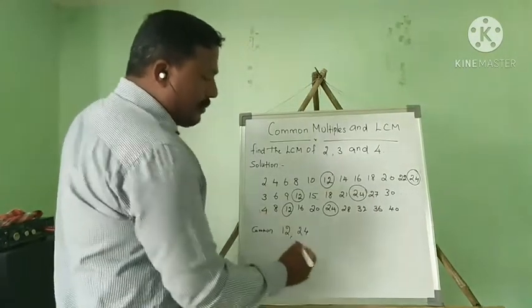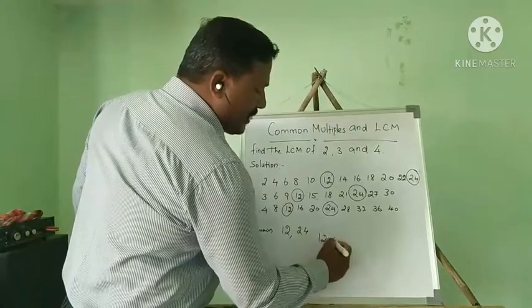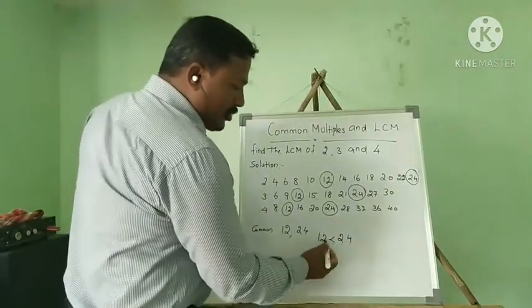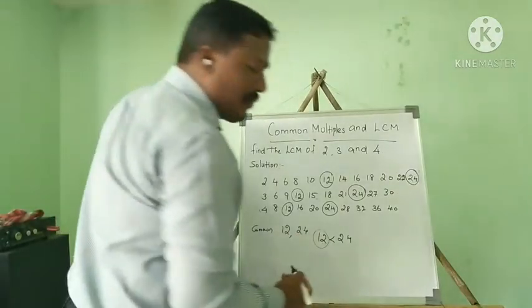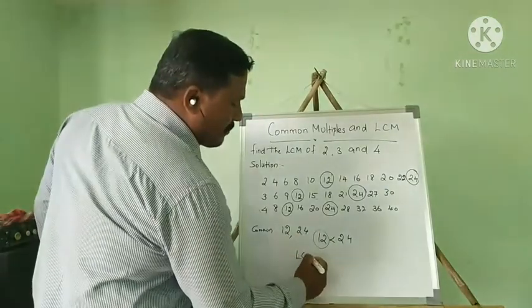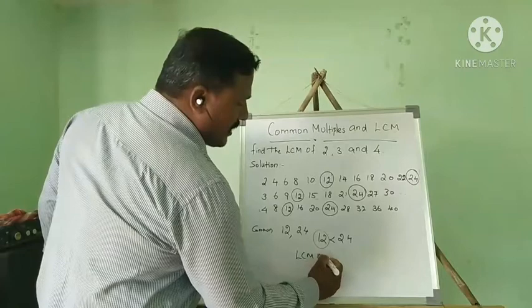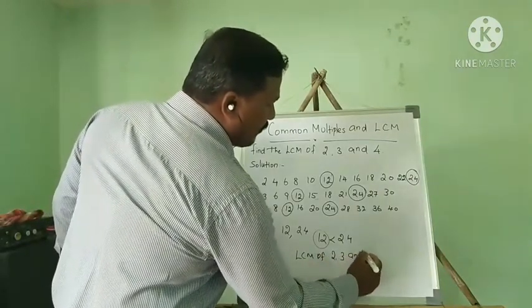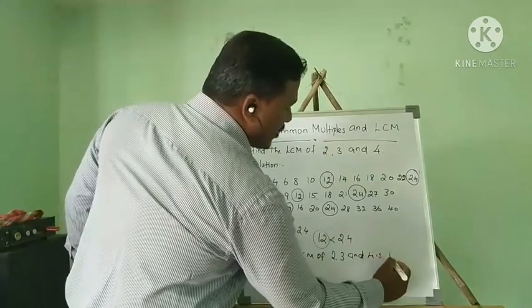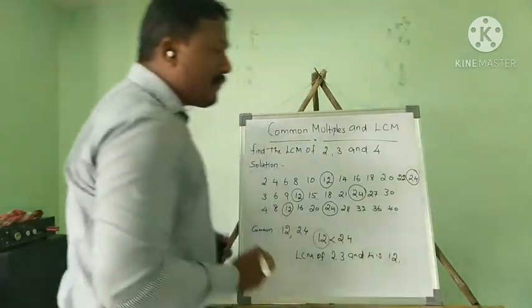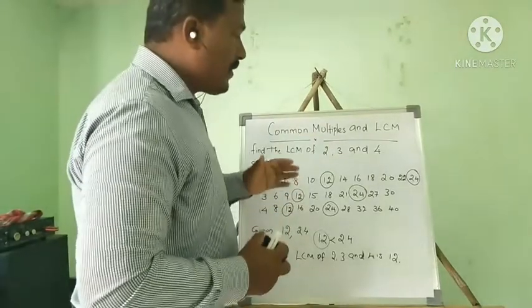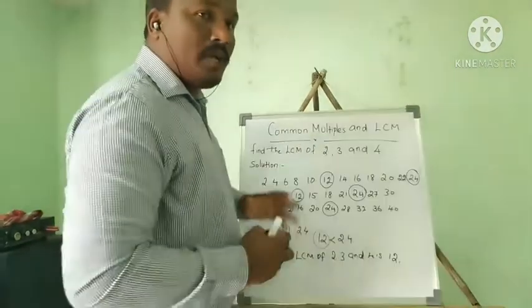So in these numbers, if you compare, 12 is less than 24, yes? 24 is a big number compared to 12. So this is the small multiple. So LCM of 2, 3 and 4 is 12. 12 is the LCM of 2, 3 and 4. Okay. Now you can solve this kind of 3 numbers and 2 numbers easily.